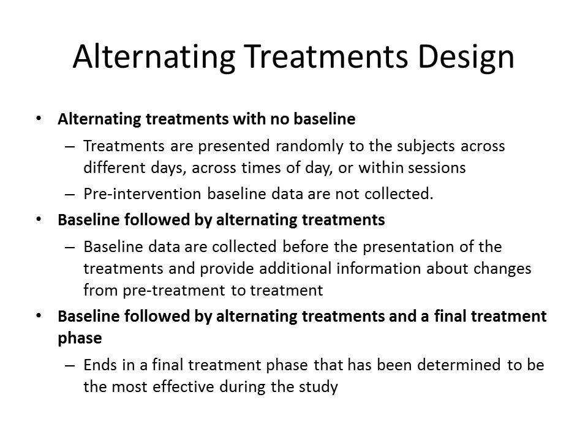So there's a number of different ways that you can put together or implement an alternating treatments design. One of the first ways is to do an alternating treatment design but with no baseline. So you don't collect a baseline, but you do present treatments randomly to your subject across different sessions or days or across different times of day. And we'll see an example of this a little bit later on.